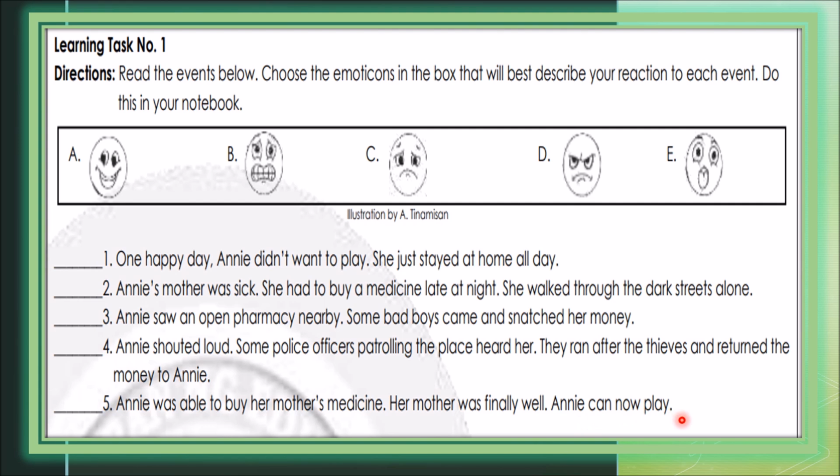Okay, tingnan natin ha, kung ano kaya ang mga emotion na dapat natin ilagay dito. One happy day, Annie didn't want to play. Hindi siya ayaw niya maglaro, kasi gusto niya lang siya magstay sa bahay. Number 2, Annie's mother was sick. May sakit pala ang kanyang nanay. At kailangan niyang bumili ng medicine late at night. Tapos, late at night, ibig sabihin talaga gabi na. Then, naglakad siya doon sa madilim na lugar mag-isa.